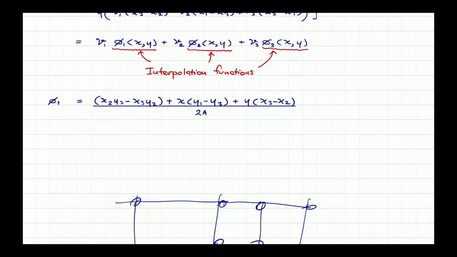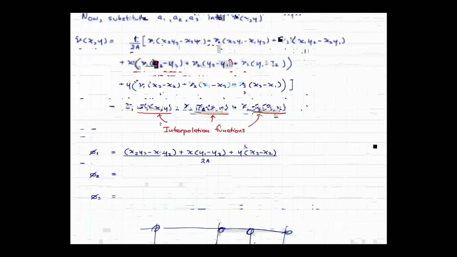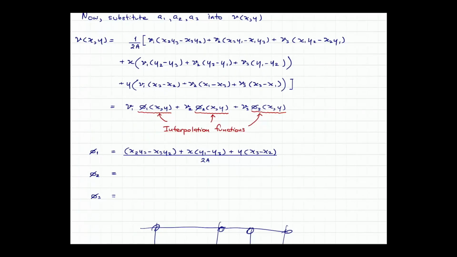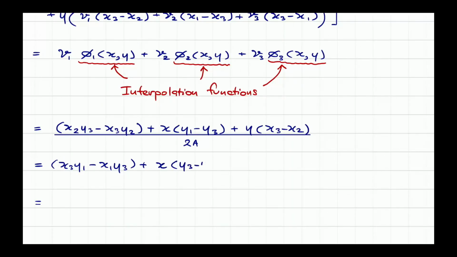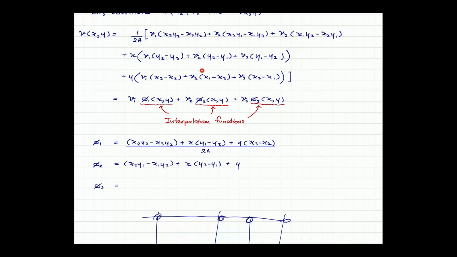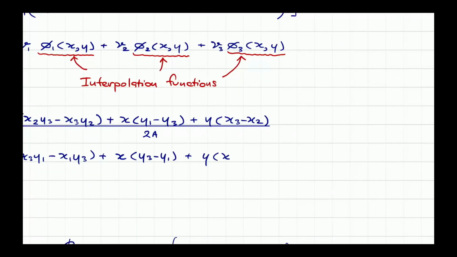Okay, and then we move forward. So for the shape function number 2, you have x3 y1 minus x1 y3 plus x times y3 minus y1 plus y, and you see x1 minus x3 divided by 2a.